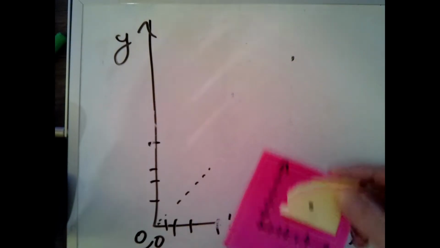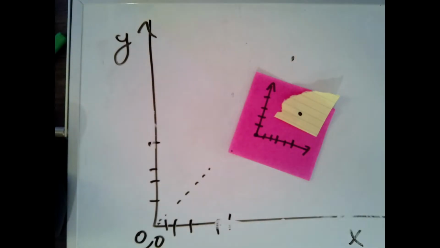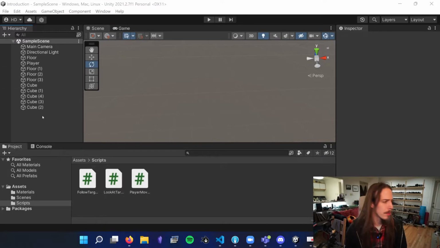Okay, I'll stop moving pieces of paper around. We'll head back into Unity to wrap up and to look at it again and to mention a couple of gotchas. And those gotchas are pretty simple.